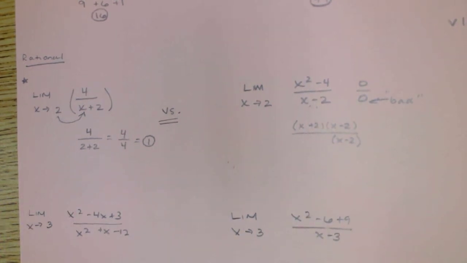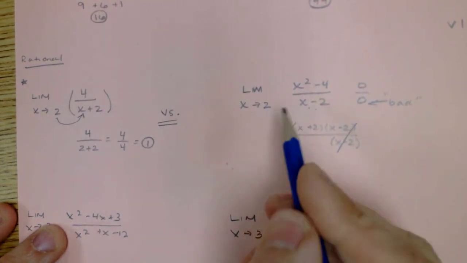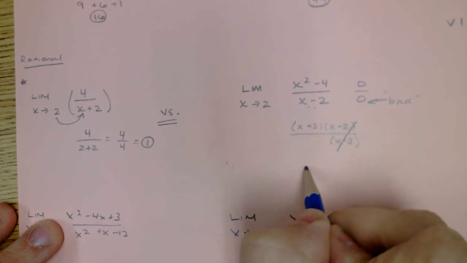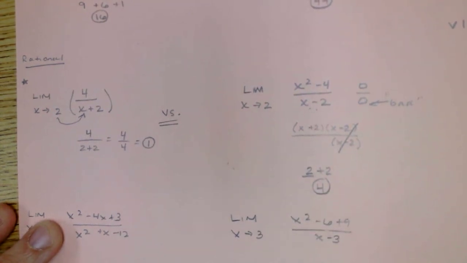So to me, this looks a lot like what we were doing when we were trying to identify holes in the graph, which is what we did. We remove the hole from the graph, and then we plug in what's left over. So I'm going to get a 2 plus 2, so this is what I plugged in. So my output is 4.